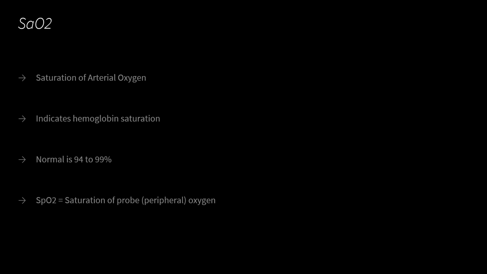And one little caveat when you're charting and when you're speaking to other professionals: oftentimes I see people mismatch SpO2 and SaO2. SaO2 is an arterial saturation of oxygen. SpO2 indicates that the saturation sample was taken from a probe or peripheral sample. So when you're using a pulse oximeter, it's SpO2. If you're doing an arterial blood gas, it's SaO2.